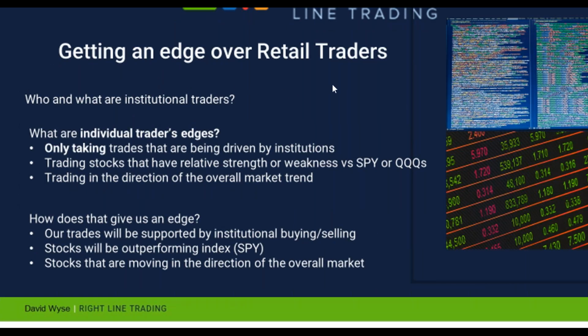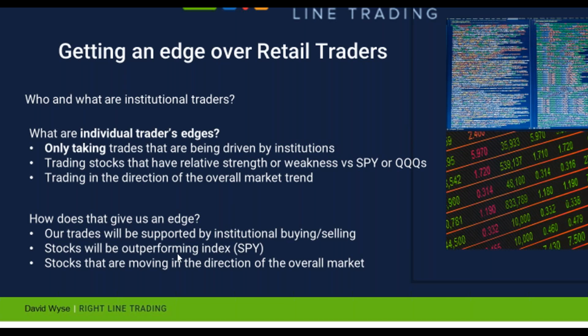Okay, now getting an edge over other retail traders. What are individual traders' edges? We're only taking trades that are being driven by institutions. This is very, very critical. And if you don't have the right information, you're guessing. You just can't say this is institutional because you're getting a big volume pump. You don't know that. We have to look at other things. We trade stocks that have relative strength or relative weakness to the SPYs or the Qs, and we trade in the direction of the overall market trend. These are the keys to how we're getting an edge over other retail traders. So how does that give us an edge? Well, our trades will be supported by institutional buying and selling. Again, we come right back to the institutions.